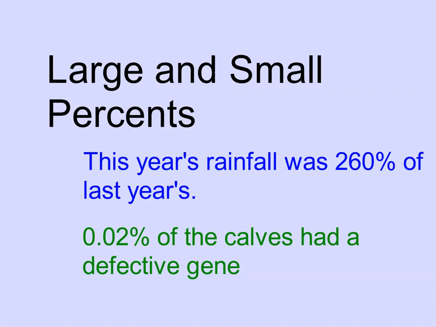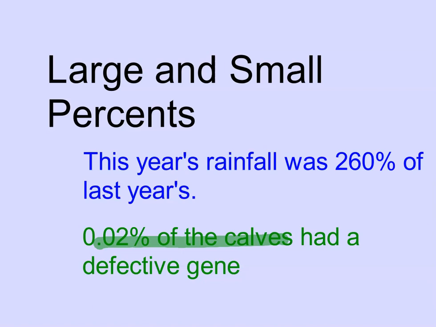So we've been taking a look at large and small percents, and you've been doing some practice with these kinds of things. But sometimes you get large and small percents, and these can get a little wacky. If you look at something like this, where you say, okay, 0.02% of the calves had a defective gene.